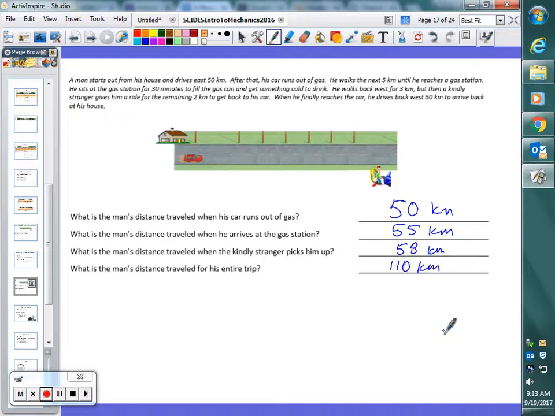Okay. Good with those 4? So, sometimes distance and displacement are the same.